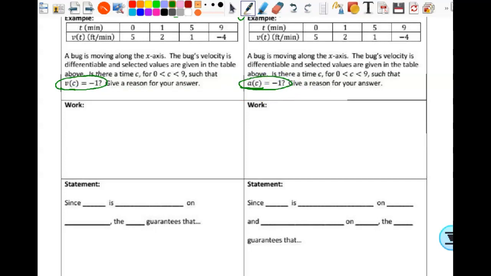So for this one, the table is talking about the velocity, and it's asking me, is there a time where the velocity is going to equal -1? Well, -1 is not on this table, so it's missing from there. That's how I know that this is IVT, not just that it's in that column, because I'm always going to be in a column. Here, my table is about velocity. It's asking me about acceleration, which is the rate of change of the information given. And that's how I know this one is MVT. Okay, does that make sense to you? Okay.